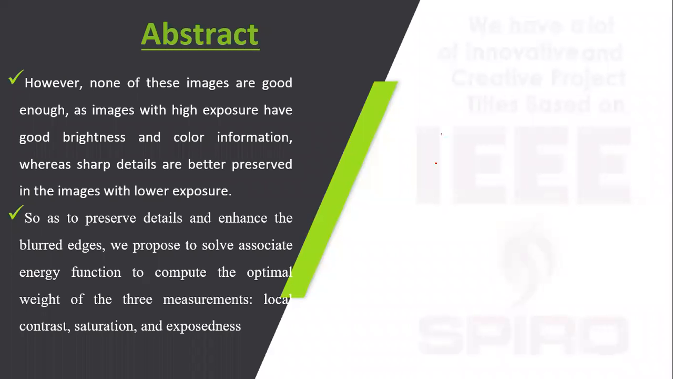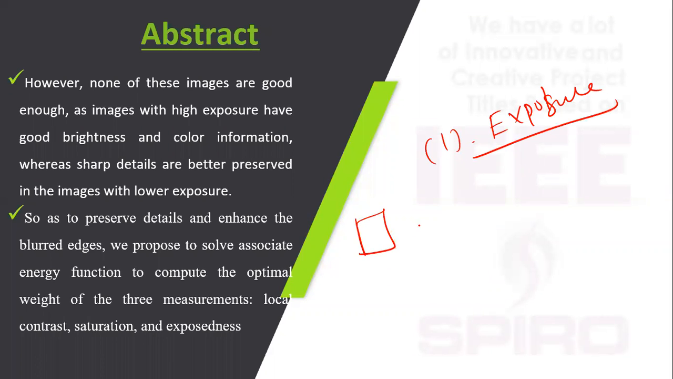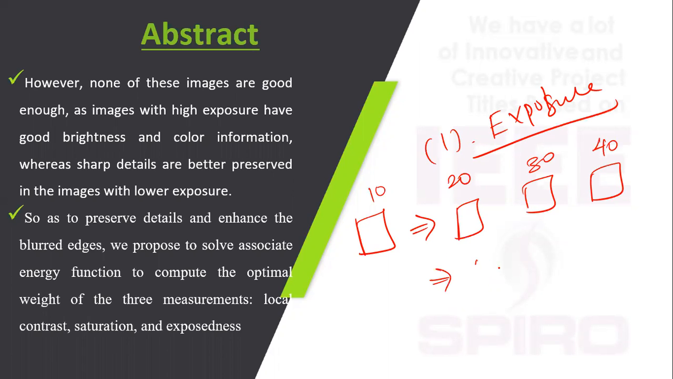So first, what is exposure? Exposure is the value used to improve the quality of images. For example, we take 10 from the first image and improve it to 20, 30, 40. So the exposure level will be increased. Exposure is the intensity of the images.